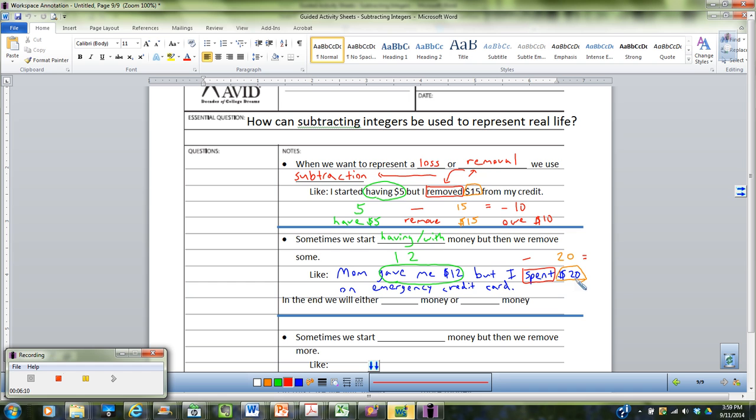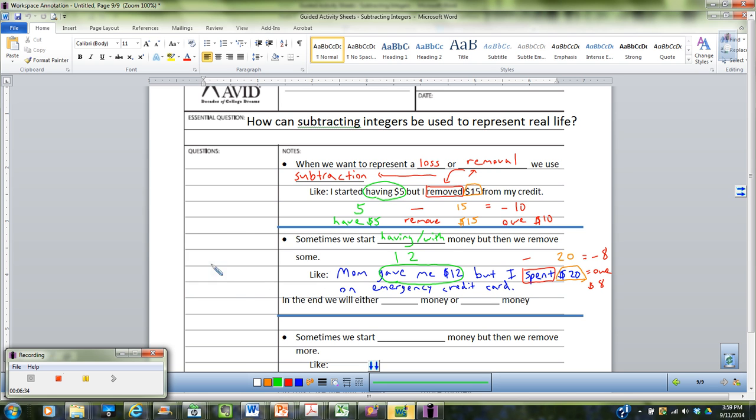How much more do you still owe? In this case, you will owe $8. Okay, so the end of this story is owe $8. So my answer is -8. But that's not the only situation in this story.